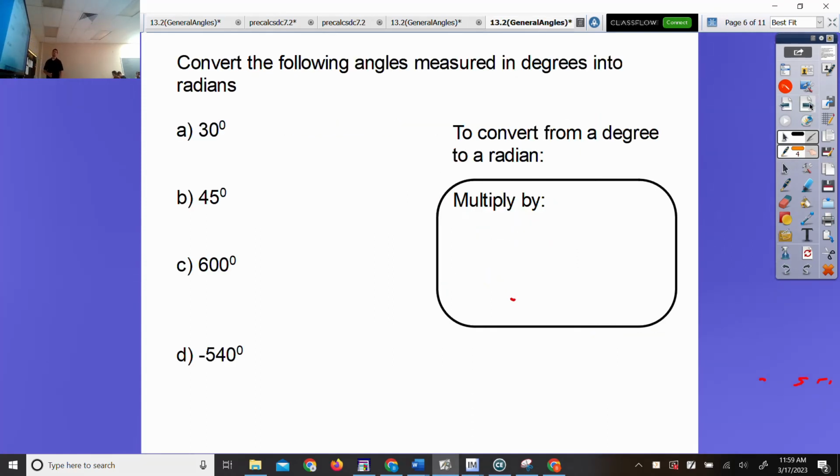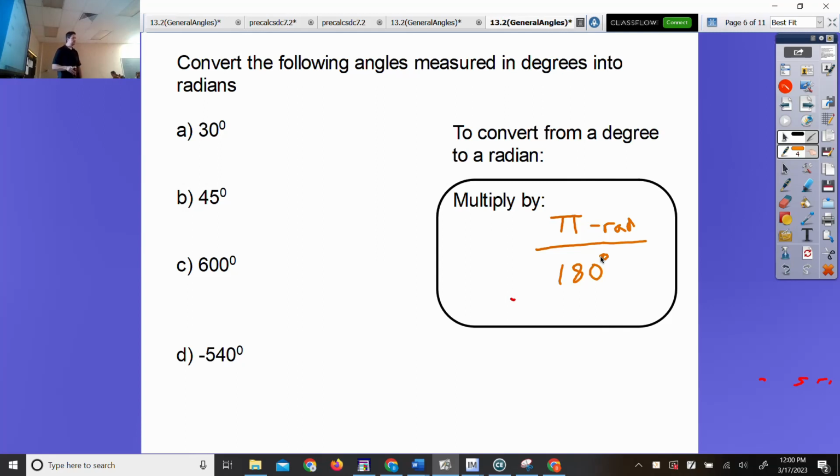All right, convert the following angles measured in degrees into the equivalent radian. In this room, there's at least 4 of you that know this on your form quizzes. How do you convert from a degree into a radian? Formula's on the form quizzes. Pi over 180, that's right. Multiply by pi, and it's technically a radian. You'll hardly ever see me mention that part. Over 180 degrees.